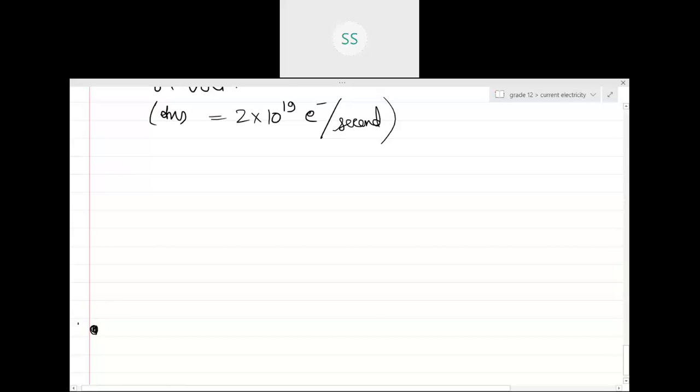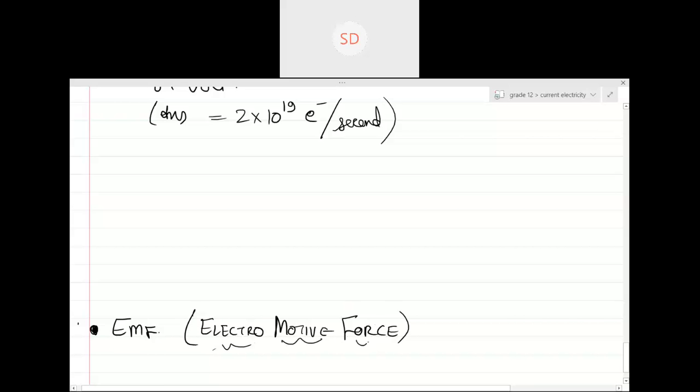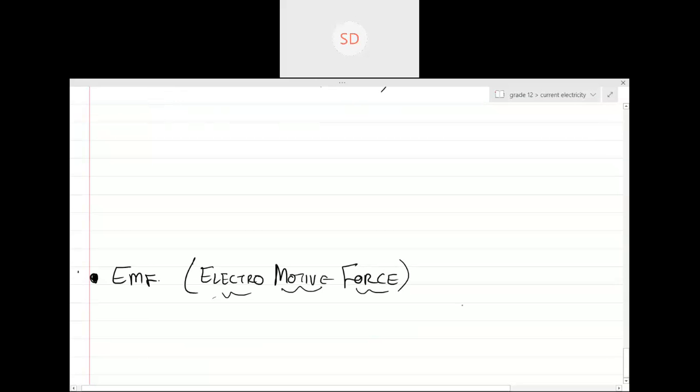Guys, write down the new heading: Electromotive forces, EMF. Please remember this electromotive force: from the name itself, it seems like a force which tries to move an electron. Yes or no? But please don't go by the name. First thing, it is not a force.